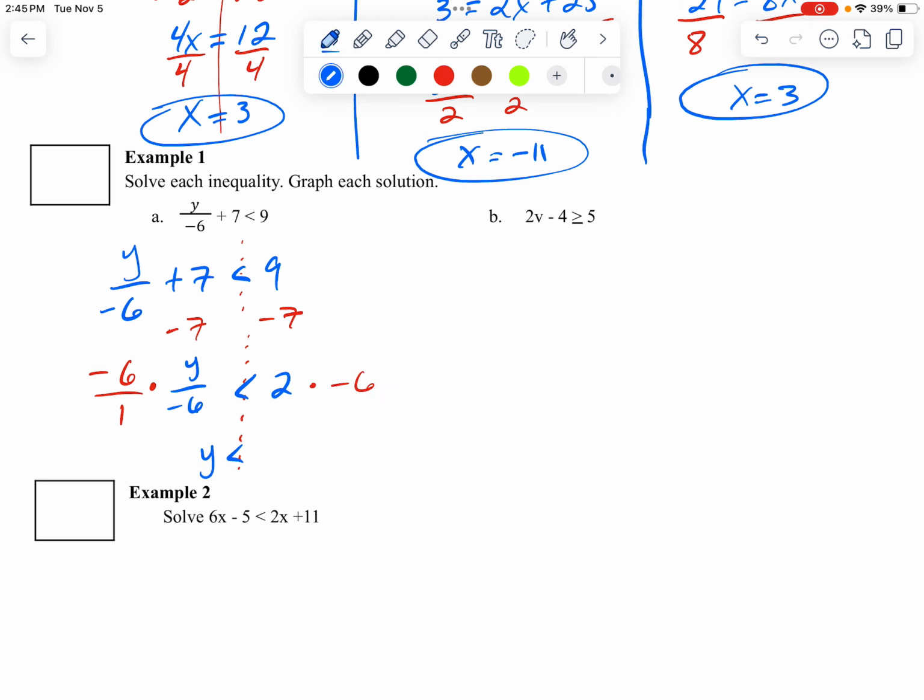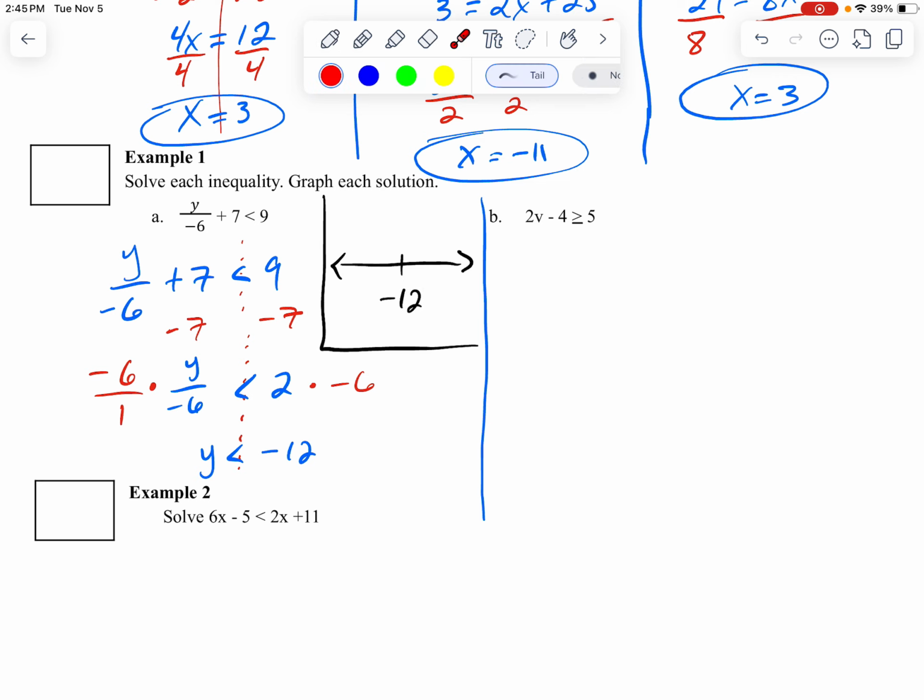with y is less than negative 12. And I took up a little too much space there. I can probably squeeze a tiny little graph in here. Got my line, negative 12, and since I want to graph these y values, and those y values are less than negative 12, I want everything over here.